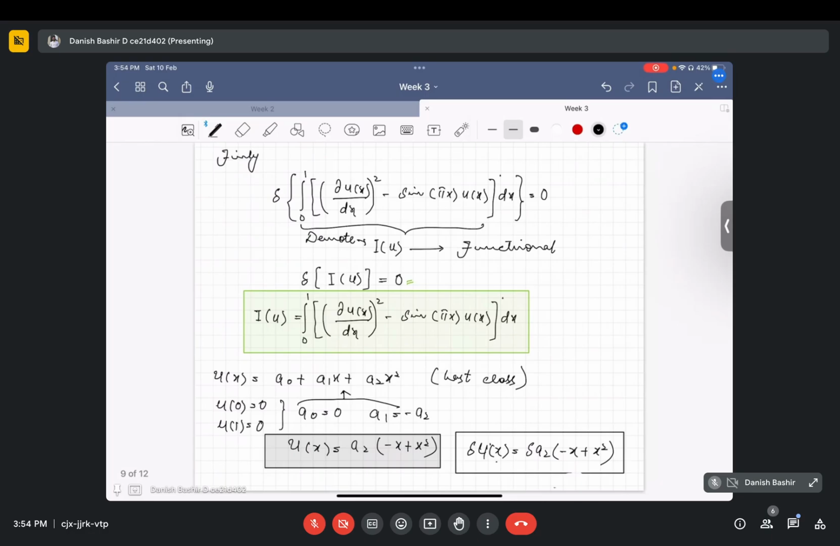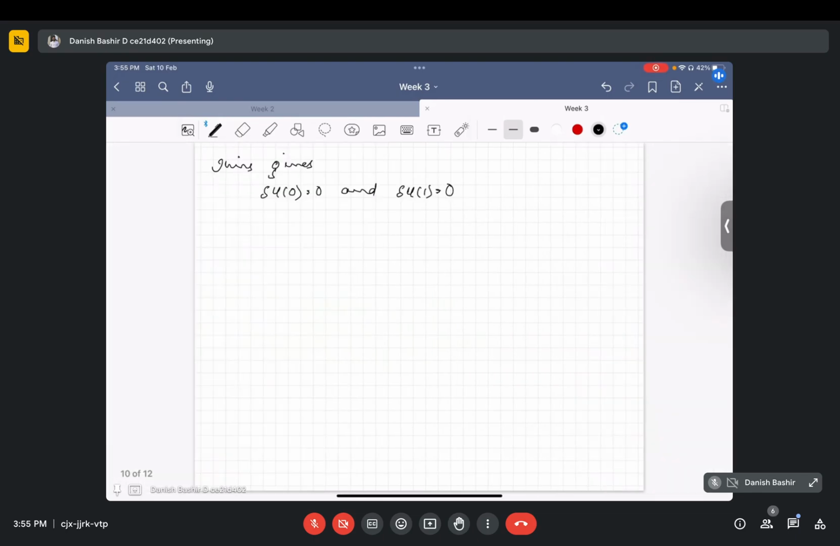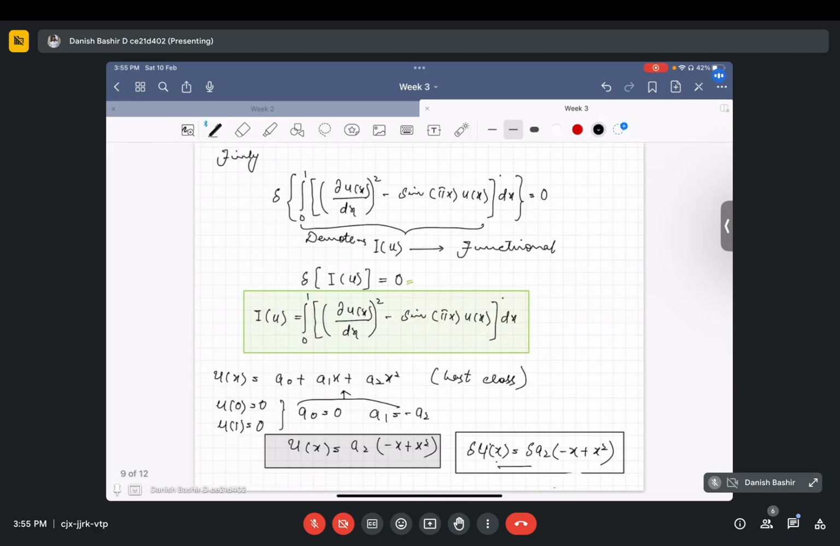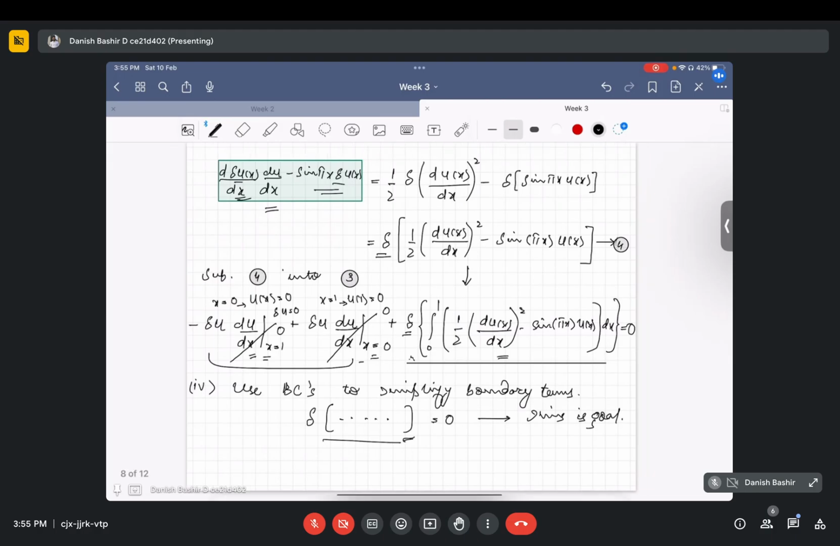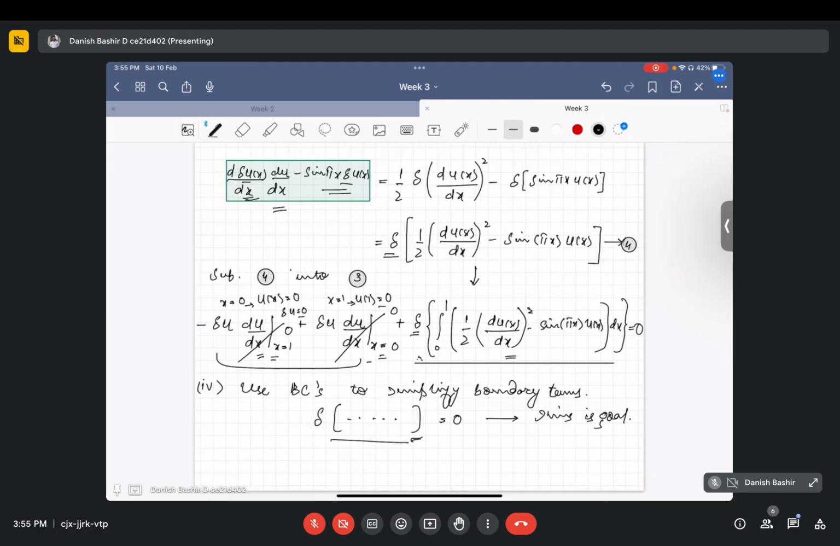For example, if you put 0 here, it's 0 multiplied by something, which is equal to 0. And if you put 1 here, minus 1 plus 1 equals 0, so the variation of u at x equals 1 is equal to 0. So it's satisfying these boundary terms, like we assumed the variation of u at 0 is equal to 0 and the variation of u at 1 is equal to 0. So the boundary terms are vanishing.